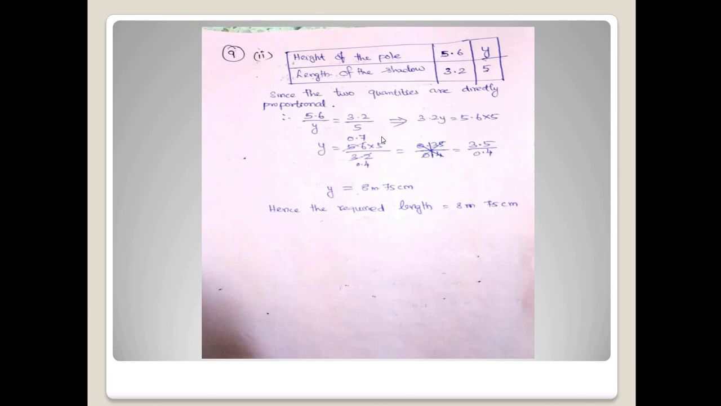5. By doing the cross multiplication, we can write the sum as 3.2y equal 5.6 multiplied by 5. This will be equivalent to y equal 5.6 multiplied by 5 divided by 3.2. After doing the simplification, we'll get 8 meter 75 centimeter. Hence the required length of the pole will be 8 meters 75 centimeters. The 10th exercise will be your homework.